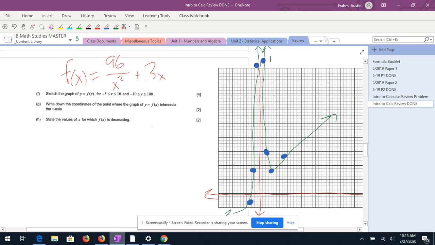Alright, continuing on with problem number 2, in part F, they want us to sketch the graph of y equals f of x for x values from negative 5 to 10 and for y values negative 10 to 100. So I rewrote the function f of x. It's 96 over x squared plus 3x. And I've already sketched the graph.